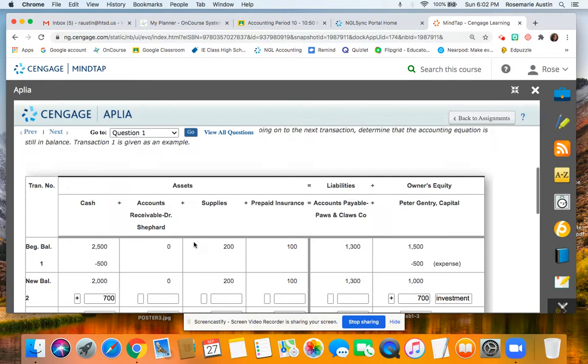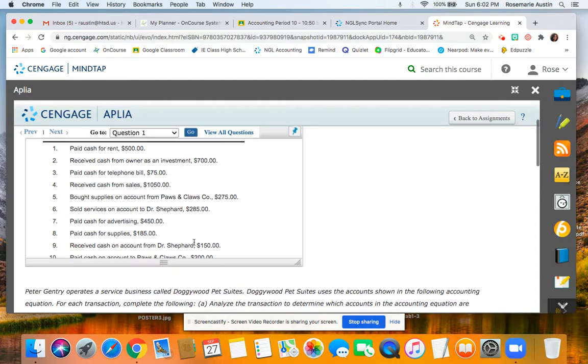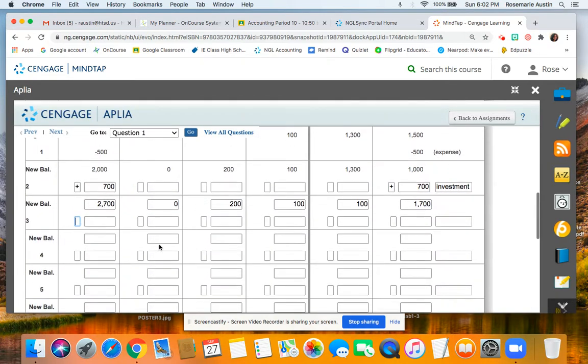So the third transaction is paid cash for telephone bill. That's another expense. So this is going to be just like the first one was. So it's going to be minus 75 under cash, since you had to pay cash for that phone bill, and expenses reduce your owner's equity. Oops, I'm sorry. So that's a minus 75 under here. And right here, you're going to write expense. Okay. So if we calculate those, 2,700 minus 75 is 2625 is the new balance.